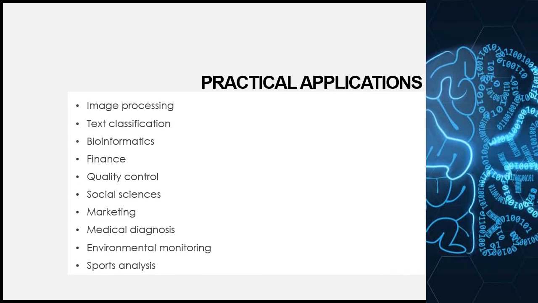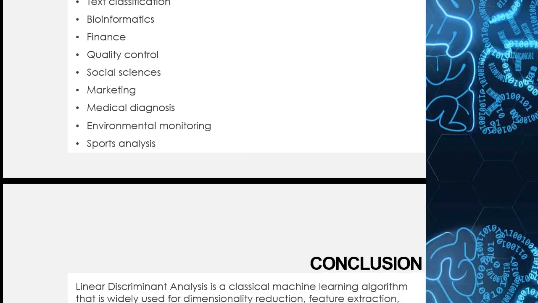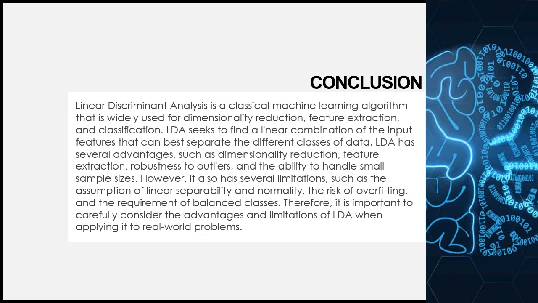In the practical world, this algorithm finds usage in image processing, text classification, bioinformatics, finance, quality control, social sciences, marketing, medical diagnosis, environmental monitoring, sports analysis, etc. In conclusion, linear discriminant analysis is a classical machine learning algorithm that is widely used for dimensionality reduction, feature extraction, and classification. LDA seeks to find a linear combination of the input features that can best separate the different classes of data.